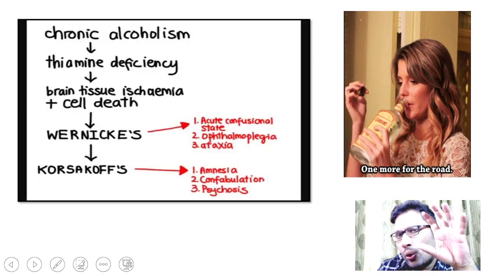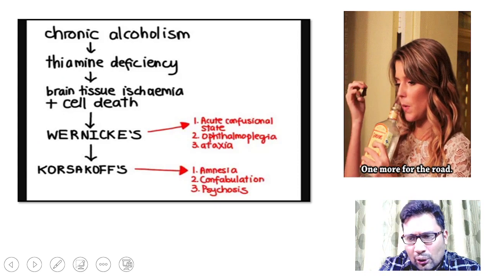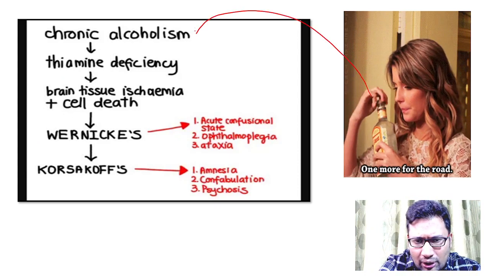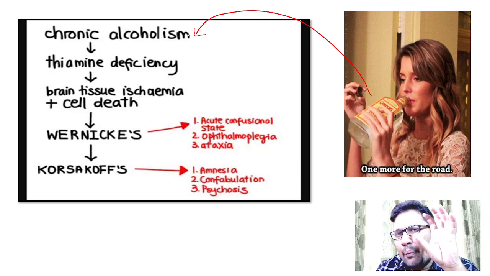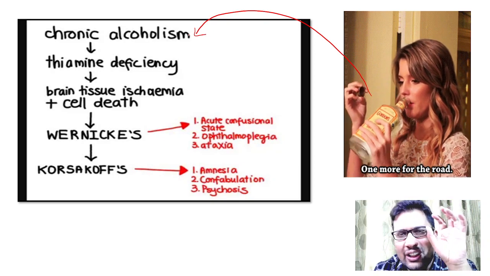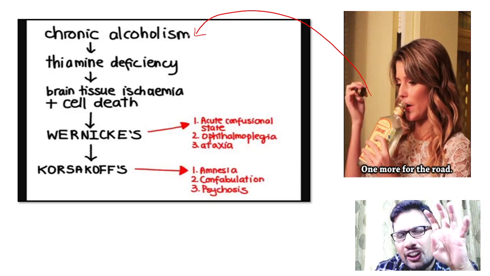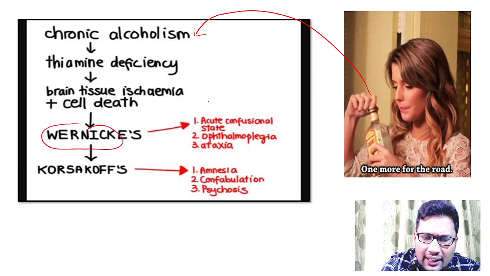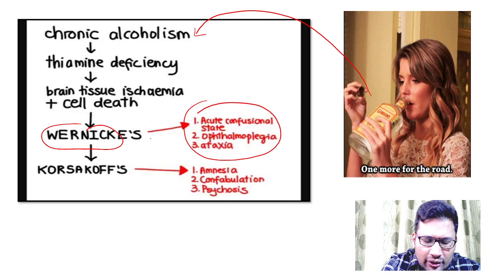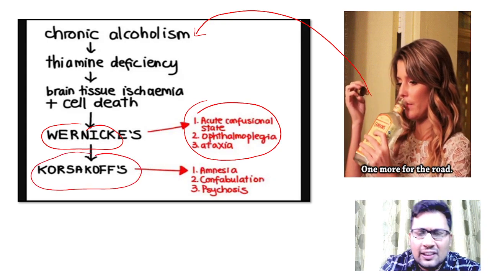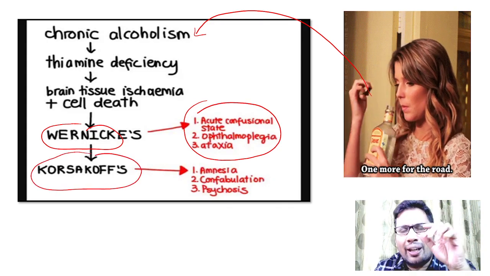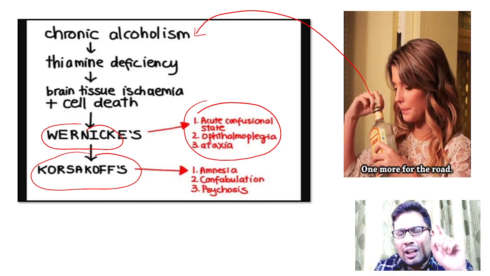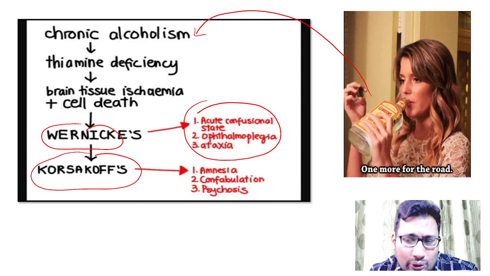Let's see some more important points. Chronic alcoholism leads to thiamine deficiency. Thiamine deficiency will cause brain tissue ischemia plus cell death. That leads to Wernicke encephalopathy, characterized by GOA as we discussed. What is Korsakoff psychosis? Korsakoff psychosis is characterized by amnesia, confabulation and psychosis.